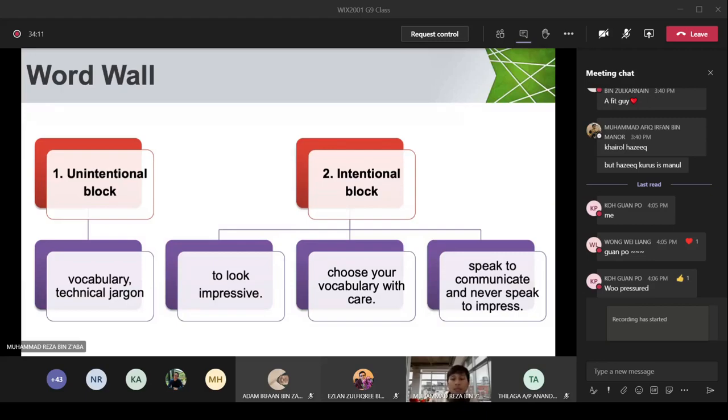But if the vocabulary that you choose cannot be understood by your audience or the person you're speaking with, then why bother? So choose your vocabulary with care, depending on the audience or the person that you're talking with. Speak to communicate, never to impress.